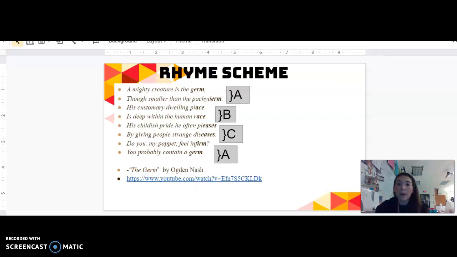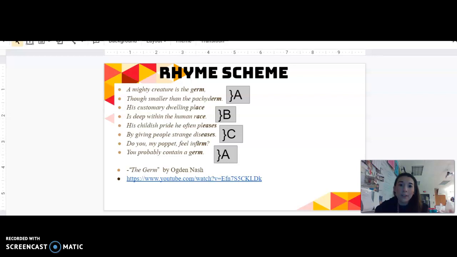So let's talk rhyme schemes. Like I said before, it uses the letters of the alphabet. So if we look at this poem called The Germ, we can see that it has an A, B, C, A rhyme scheme. So a mighty creature is the germ, though smaller than the pachyderm.